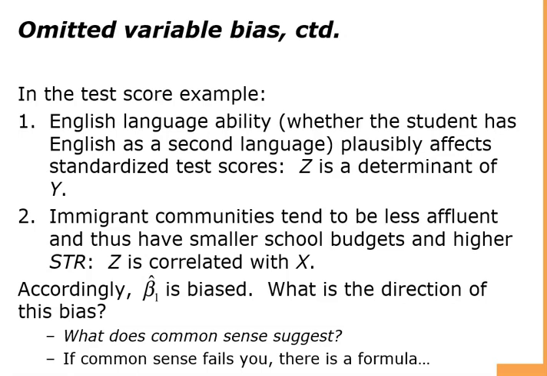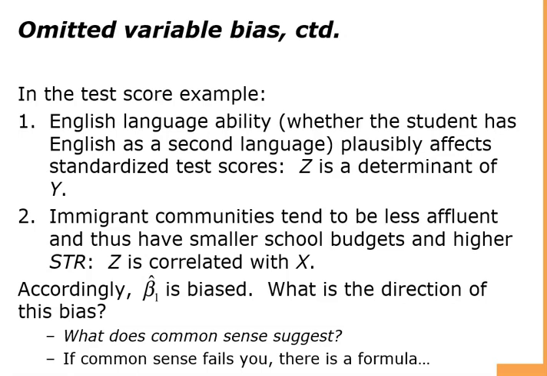So another important thing to note about this observation, that having a higher English language ability can lead to better test scores, is that immigrant communities tend to be less affluent and thus have smaller school budgets, which means that they will possibly have higher student-teacher ratios.